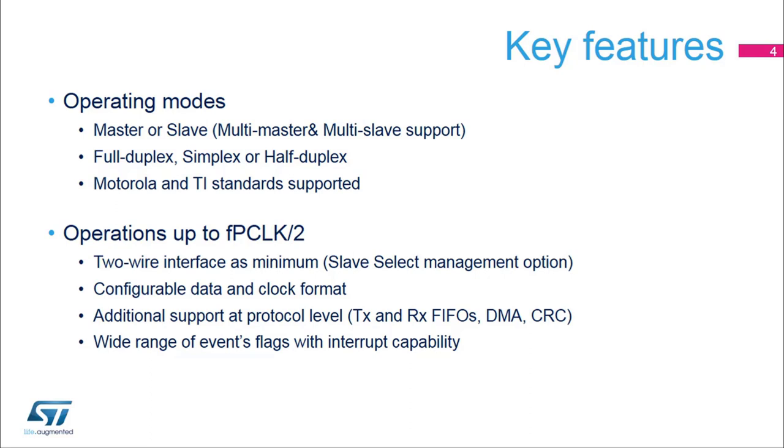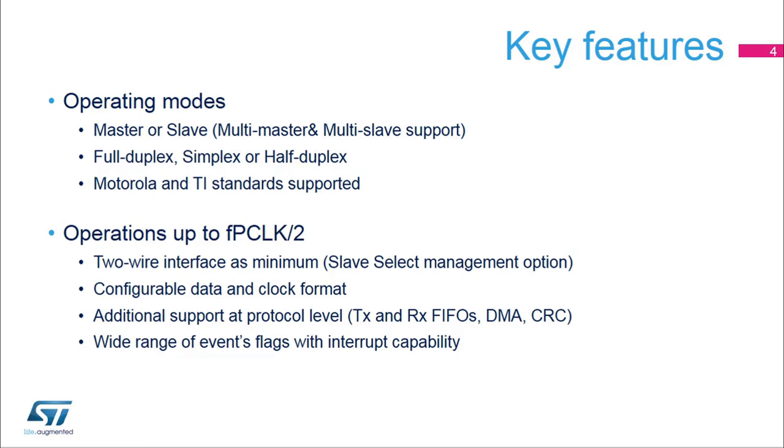The communication speed cannot exceed half of the internal bus frequency, and a minimum of 2 wires is required to provide the serial data flow synchronized by clock signal in a single direction at one time. An optional hardware slave select control signal can be added. The data size and transmit shift order are configurable, as well as the clock signal's polarity and phase.